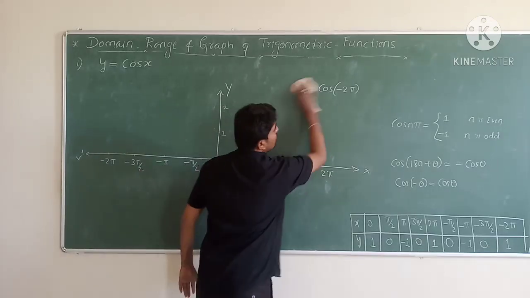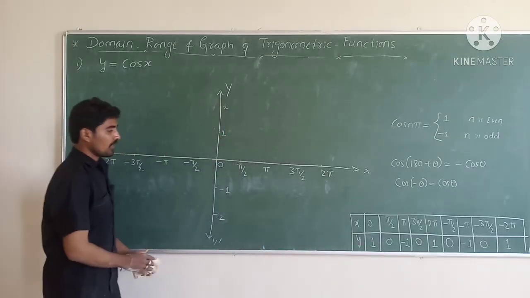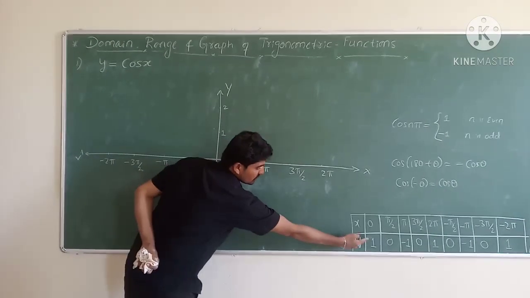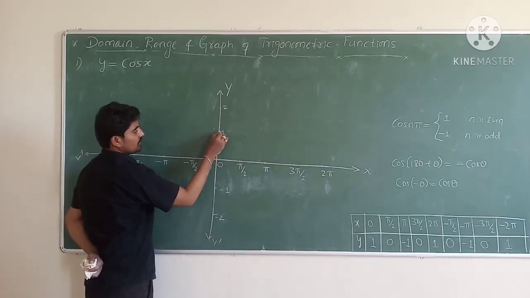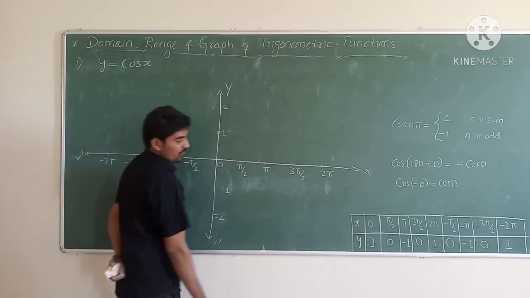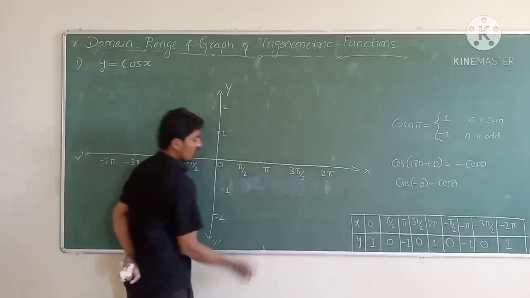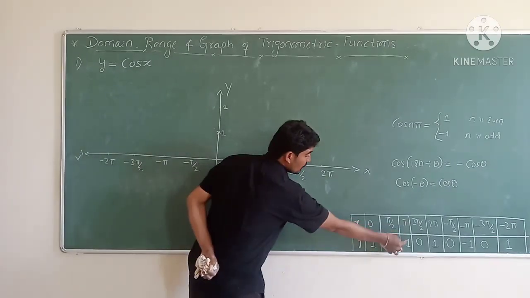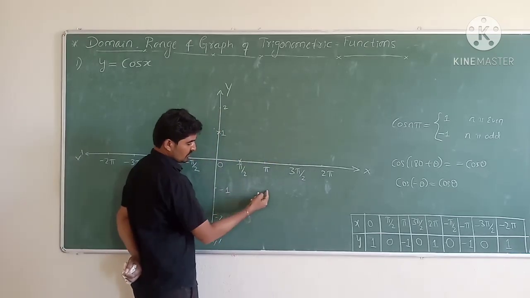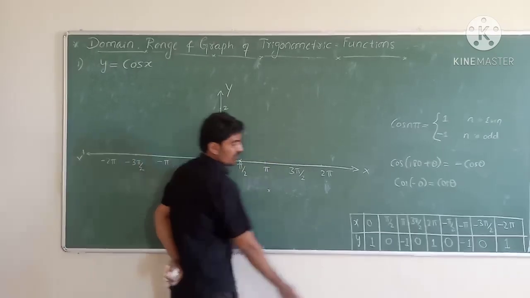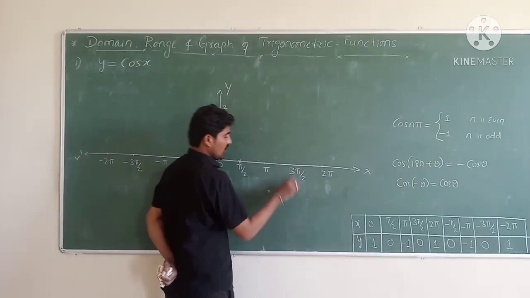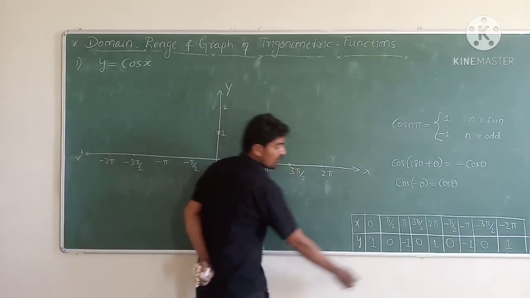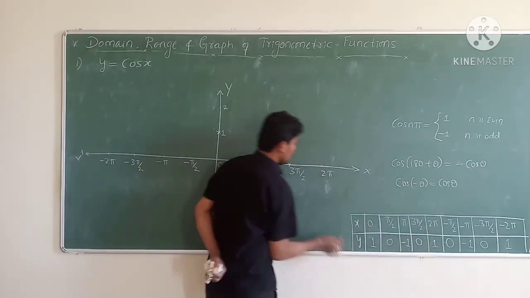Now, draw the graph. When x equals 0, the value of y is 1. When x is equal to pi by 2, the value of y is 0. When x is equal to pi, the value of y is minus 1. When x is equal to 3 pi by 2, the value of y is 0. When x is equal to 2 pi, the value of y is 1.